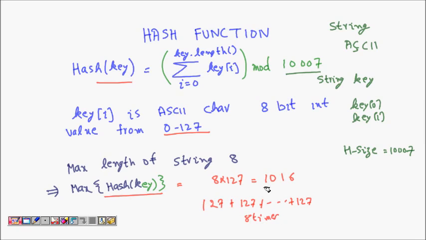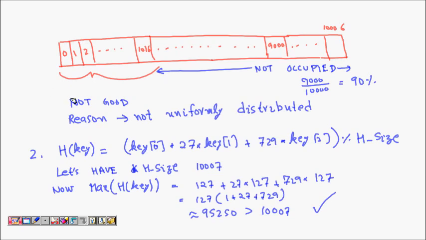Okay, so in fact, this sum is 1016, which is not that big compared to 10,007. So it means that whatever the string is, everything lies in this range only. Here the table length is 10,000 and only approximately 1,000 cells are used; the hash function h of x is putting all the elements in only one tenth of the table. So 90% of your hash table is just empty, and you will have a lot of collisions. This is not uniformly distributed, so it fails the second criterion, that it should be uniformly distributed.